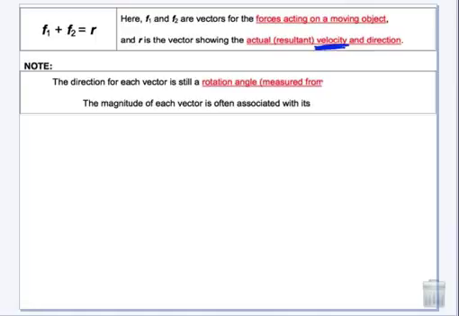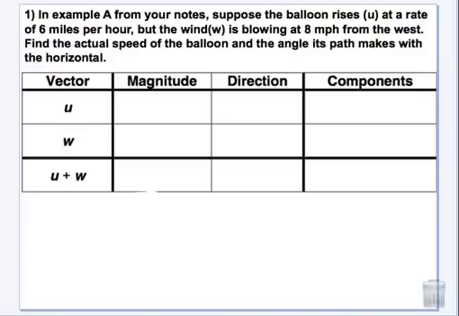Now, the direction for each vector is still a rotation angle measured from the positive x-axis. The magnitude for each vector is often associated with a speed or a force. So your speed, you might be going 60 miles an hour, or force, you might be putting 100 pounds of pressure on something. Okay, so this is more of a physics application of our vectors.